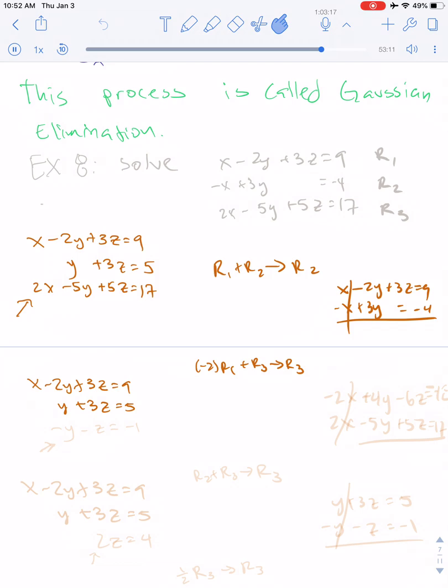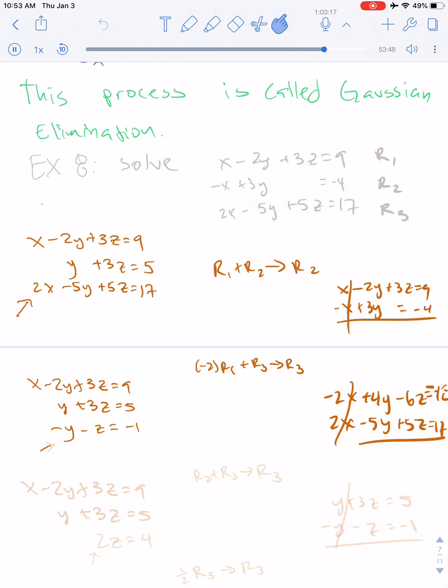And I was saying, remember, we're trying to have the same coefficient, different signs, when we're doing the elimination method. So negative 2 times row 1, that's negative 6z equals negative 18. Let me make sure I don't forget that negative. And then the third equation is 2x minus 5y plus 5z equals 17. Adding those, I'll get negative y minus z equals negative 1.